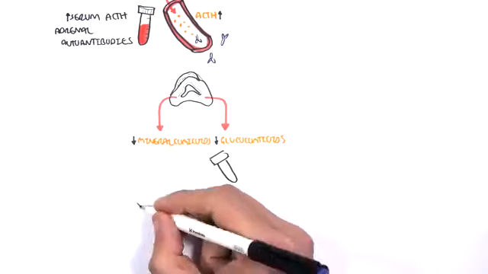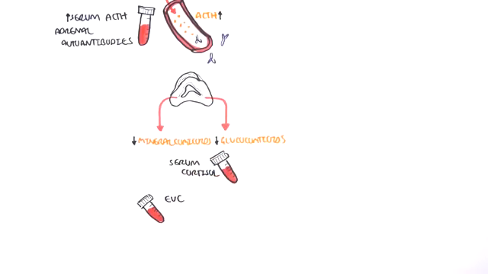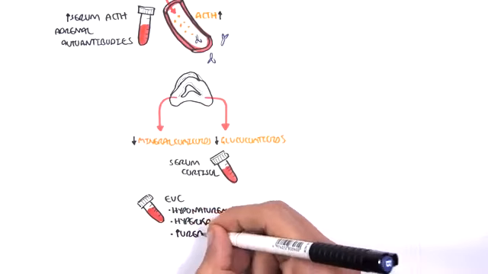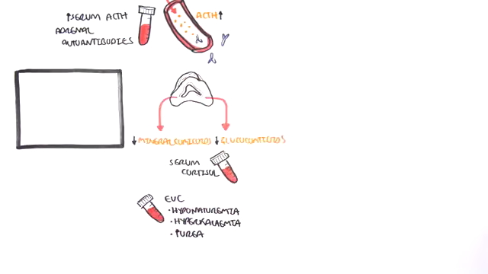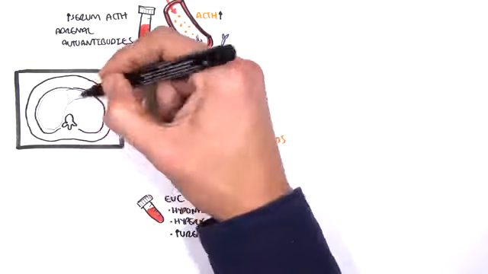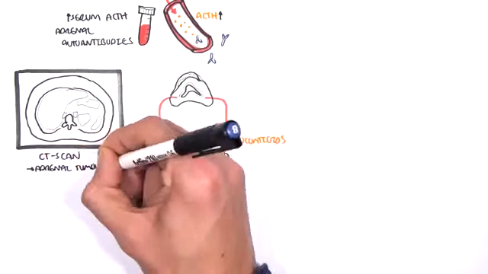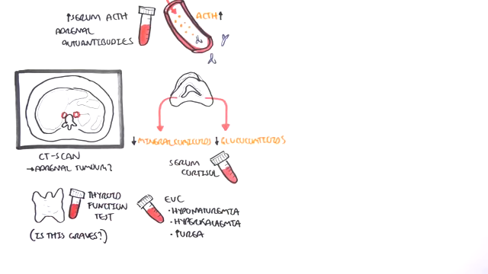There will be a decrease in serum cortisol. Other blood tests include full blood count and performing EUC, which may show hyponatremia, hyperkalemia, and increase in urea. Finally, imaging such as CT scan is important, which may reveal adrenal tumors or adrenal hemorrhage. A thyroid function test is also important, as one of the main differentials for Addison's disease is Graves' disease.